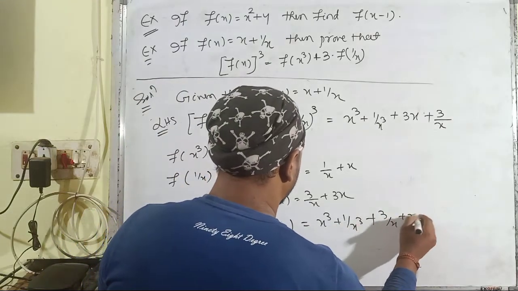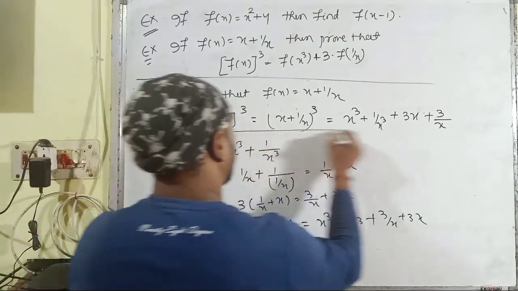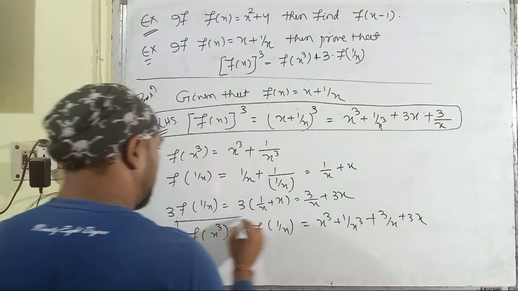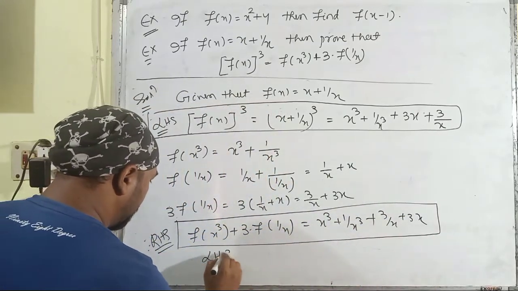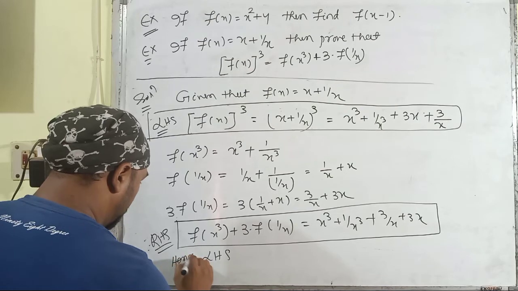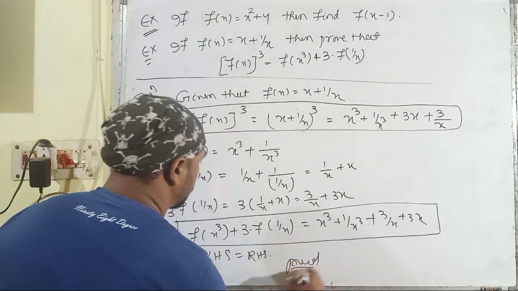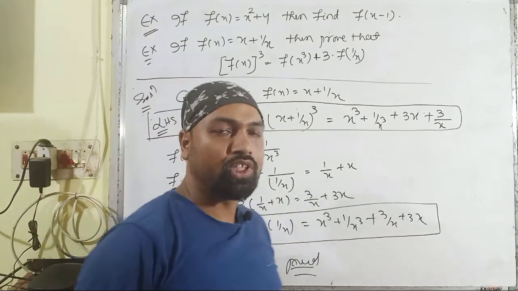Then we put the value of 3 multiplied with f of 1 by x, that means 3 by x plus 3x. Here you can see that this is the left hand side part and this is the right hand side part, and they are equal to each other. Hence LHS is equal to RHS. So it is proved. So here it is all about the problems based upon this particular class.